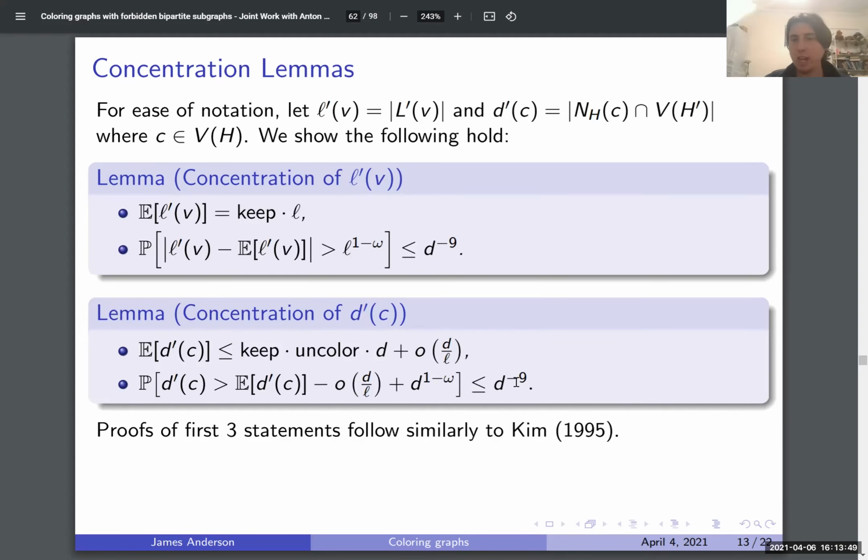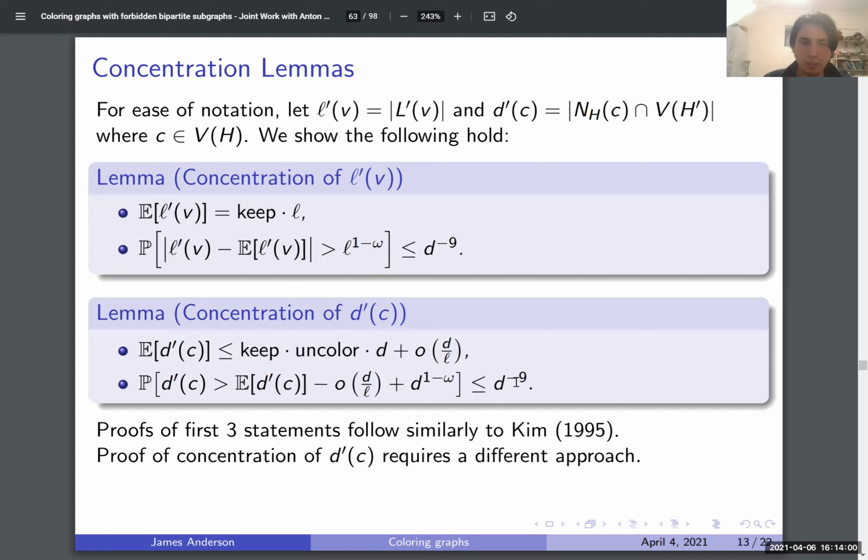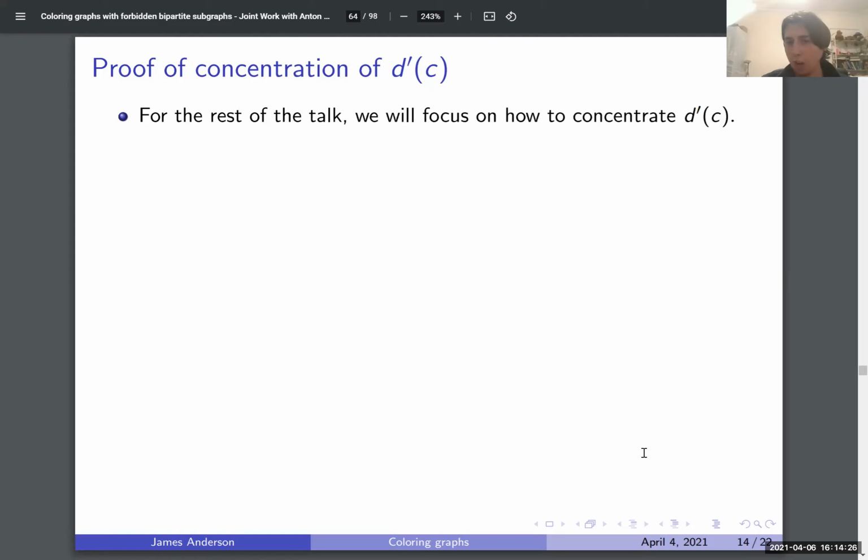Now, the first three of these statements follow really similarly to Kim's proof in 1995, just adapted for DP coloring instead of list coloring. But it's this last statement where we have to use a different approach. Particularly because Kim's proof used girth 5, and now we're not going to be assuming girth 5, we're just going to be assuming that the cover is KST free. And so we need to somehow do something different for this case. So the rest of the talk, we're going to focus on concentrating this d prime of C.